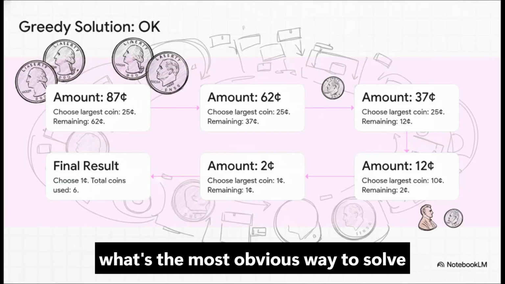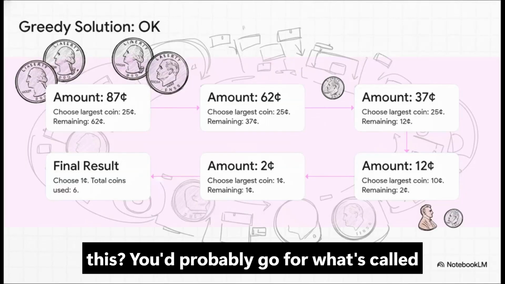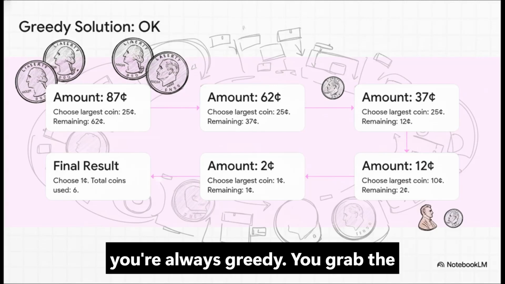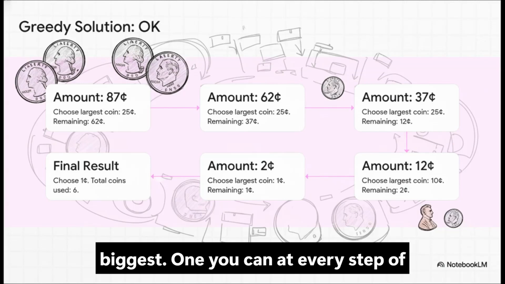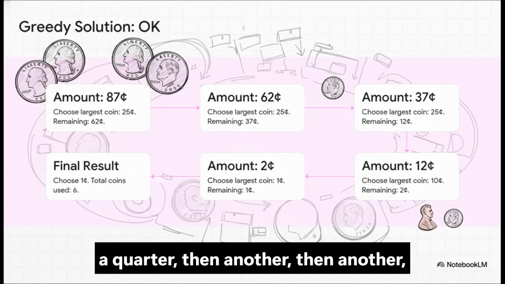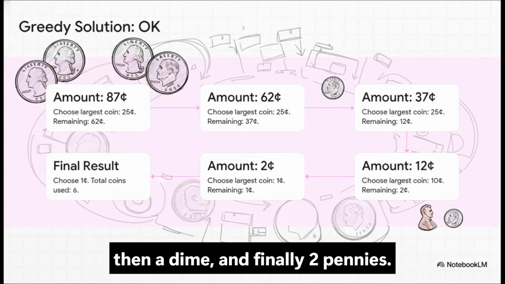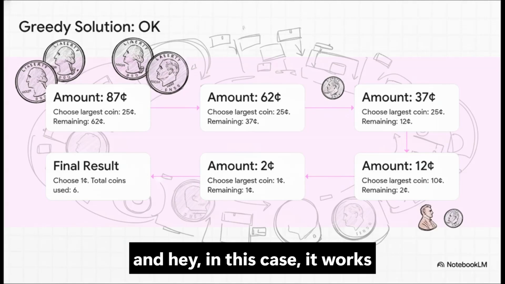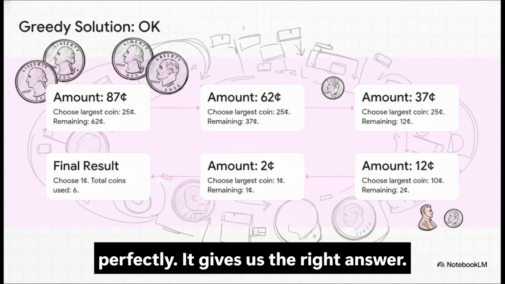Okay, so what's the most obvious way to solve this? You'd probably go for what's called a greedy algorithm. All that means is you're always greedy. You grab the biggest coin you can at every step. So for 87 cents with regular US coins, you grab a quarter, then another, then another, then a dime, and finally 2 pennies. That's 6 coins. It's fast, it's simple, and hey, in this case it works perfectly. It gives us the right answer.